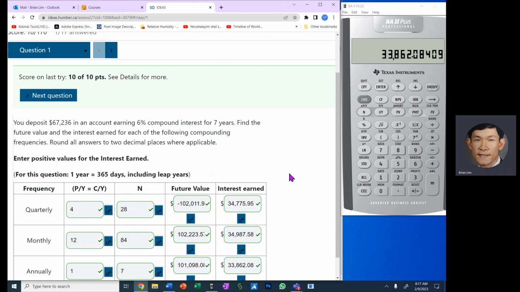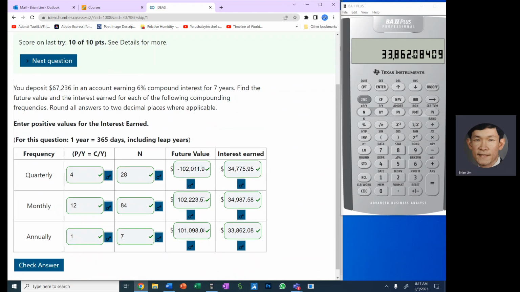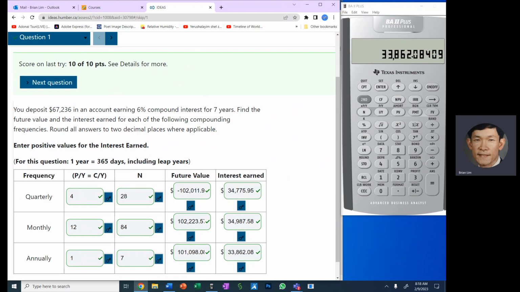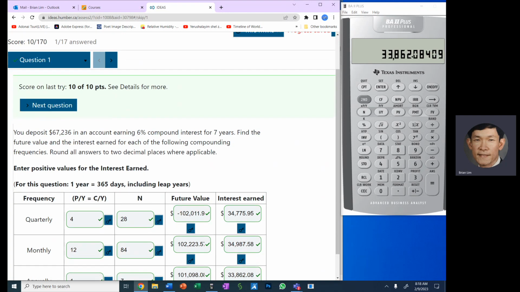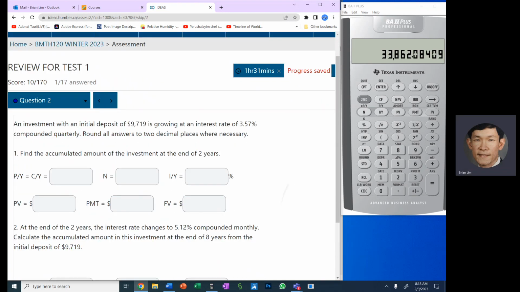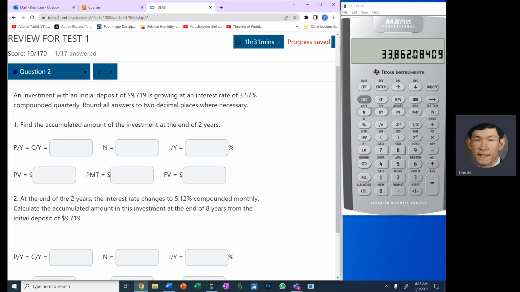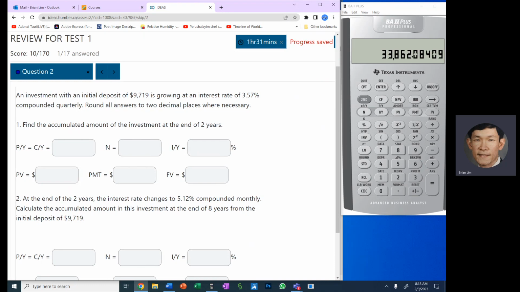Okay, and you don't have as many boxes as you did in the first question of quiz 1, because now you've come through with all of that, and you should be able to fill in the boxes properly and compute the correct answer. That's the more important part of it. All right, now this number 2 here, an investment initial deposit of $9,719. So this now, we do have the usual table or boxes we fill in.